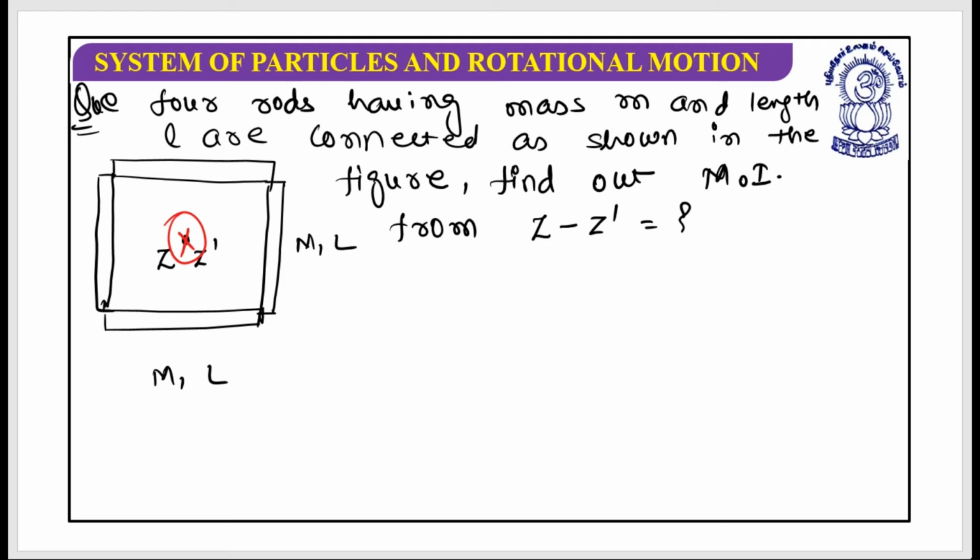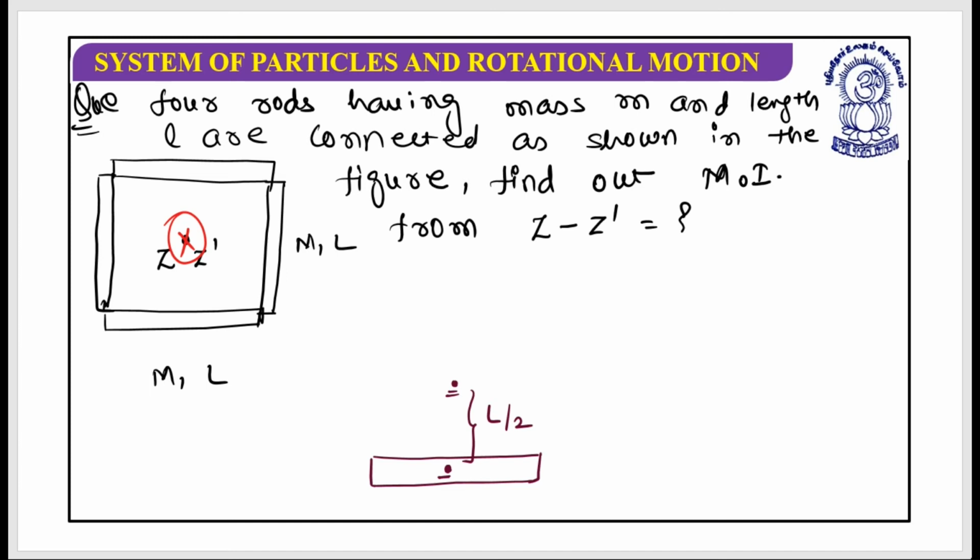What I can do is take any one of the rods. This is one of the rods, and from here I am going to rotate it. So this is a distance of L by 2. This rod is going to be rotated. This axis is the center of mass axis of the rod, and this axis is the required axis.